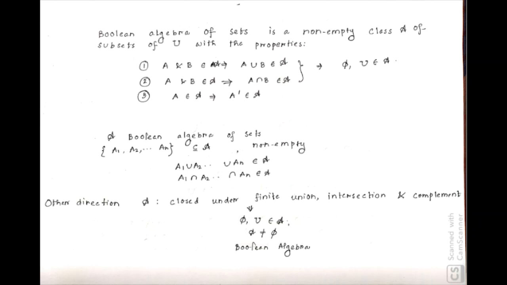Now, Boolean algebra. A Boolean algebra of sets is a non-empty class A of subsets of U which has the following properties: 1, 2, and 3. A and B belong to script A implies A union B belongs to script A. A and B belong to script A, we can take anything, implies A intersection B belongs to script A. Here we have taken script A to denote the Boolean algebra. Or third property, A belongs to script A implies A complement belongs to script A.